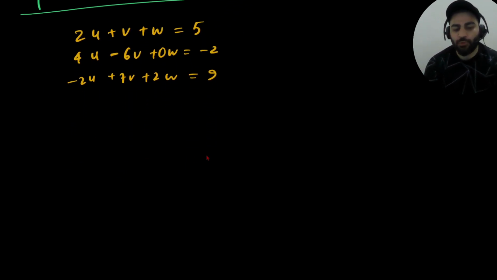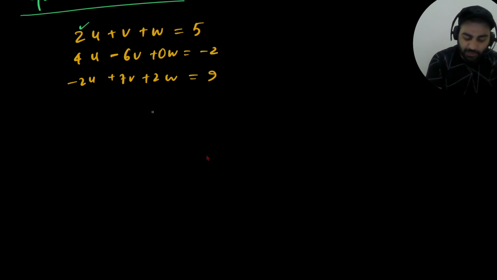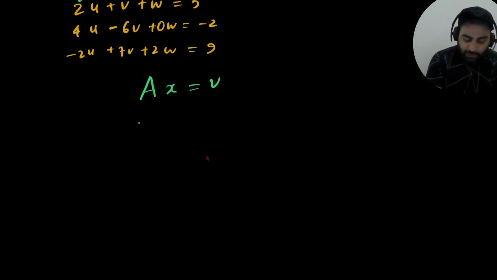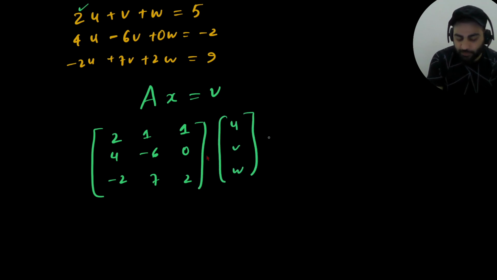Now in order to do the Gaussian method, we'll collect all of the coefficients that we have, and we'll represent this as Ax = b. So what will be the value of A? The value of A here will be the rows 2, 1, 1; 4, minus 6, 0; and minus 2, 7, 2. This will be multiplied by u, v and w, and this will be equal to 5, minus 2 and 9.